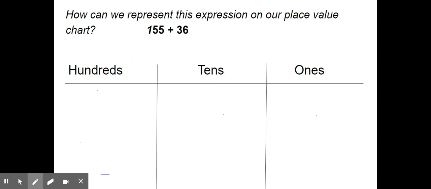Take a minute to think. If you have some paper in front of you, write it down and you can pause the video and then we'll go over it. 155 plus 36. Let's start with 155.